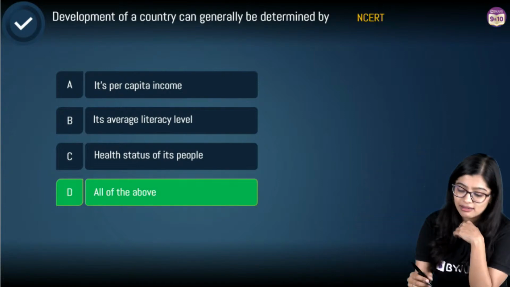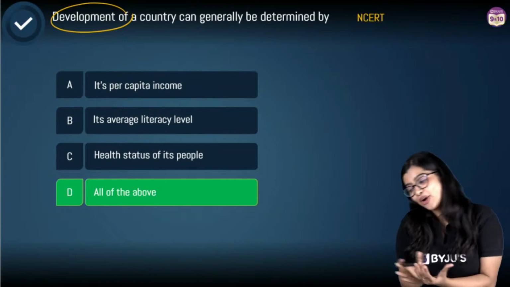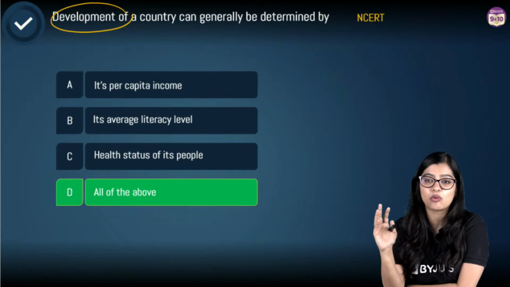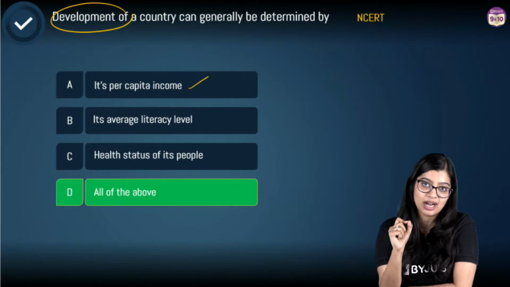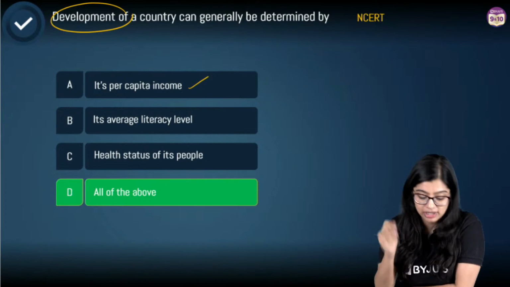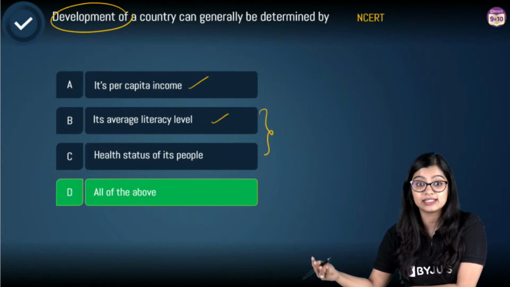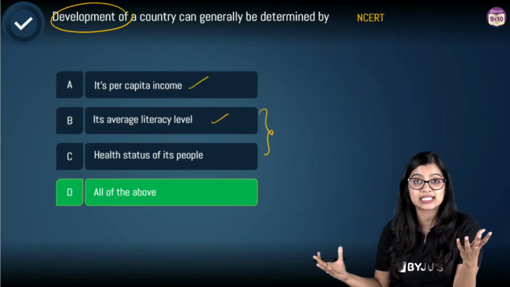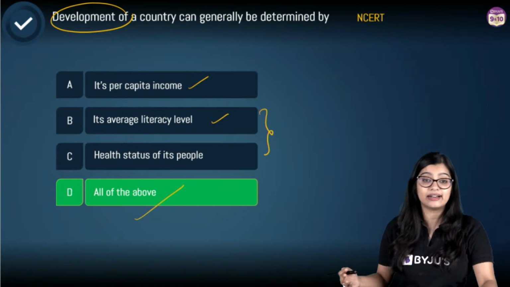Now, see, development of a country. Either you're overcomplicating or over-reading into the question. They have not specifically said what the only parameter is. We know that with per capita or average income alone, we are not able to determine development, which is why there's a need for additional factors like health status, life expectancy, average literacy rate, and the net attendance ratio. We need to keep all of this in mind to see if there are healthcare facilities and educational facilities, and based on all of this, we can accurately or generally determine development.